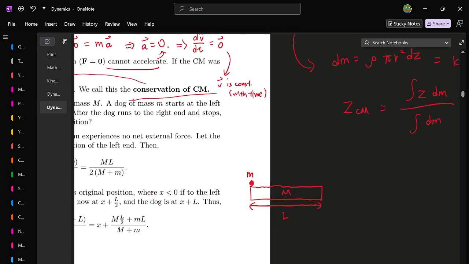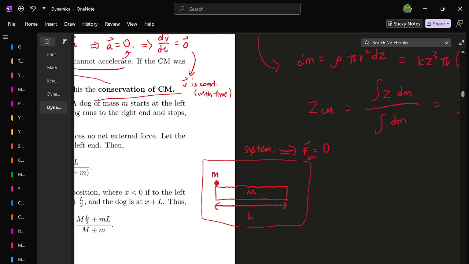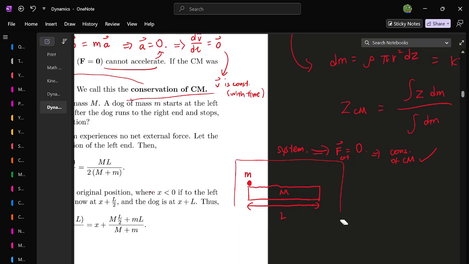So the way to do this, as you expect, is using the conservation of CM. And why this works is because if we consider this as our system, well, F external equals 0 on this system, which means that conservation of CM can be applied. Okay, so now that we established that it can be applied, let's see how we can apply this.